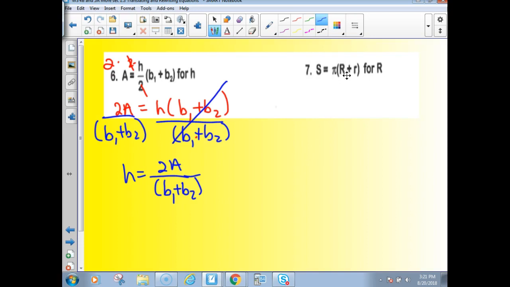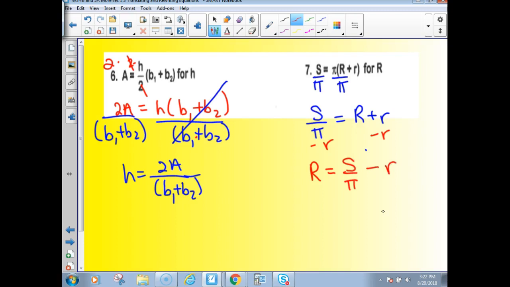I want to start for big R on this one. Do you want to distribute, or should we just get rid of pi first? Yeah, that would be simpler. Divide by pi. Okay, so we got s over pi equals, it's not wrong if you distribute though, it can show both. Big R plus little r. All right, now if I want R alone, all I got to do is get rid of the little buddy, little r, by subtraction. Okay, so big R is equal to s over pi minus r.